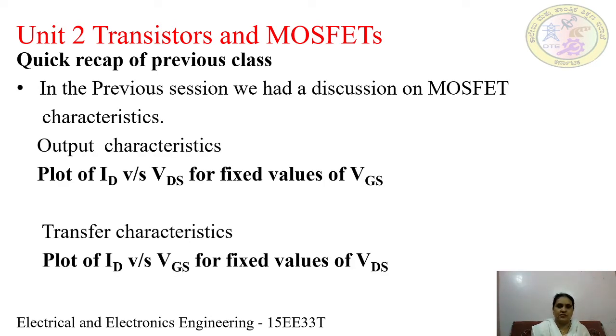In the previous session, we had a discussion on the characteristics that the MOSFET exhibits, that is, output characteristics and transfer characteristics. The output characteristics is a plot of the drain current ID versus drain to source voltage VDS for fixed or constant values of VGS. The transfer characteristics is a plot of drain current versus input voltage VGS for fixed or constant values of VDS.